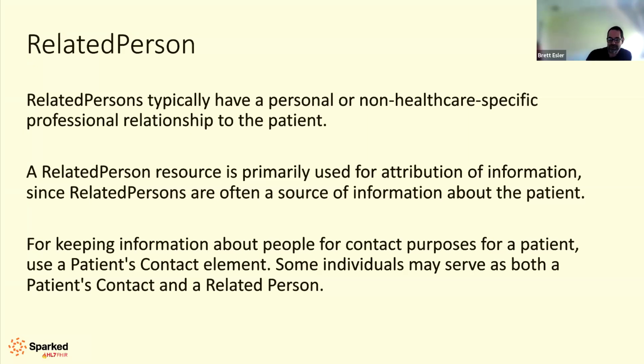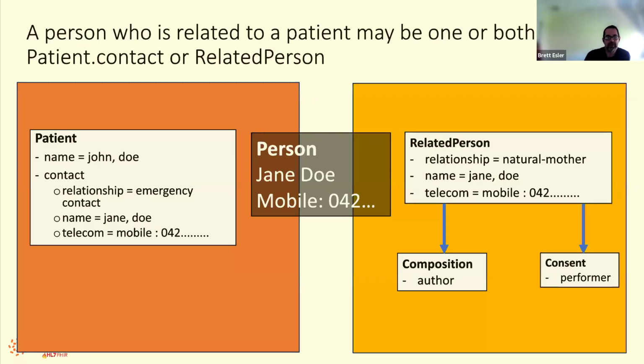Cool. So that's some background from the resource narrative that comes with FHIR. As an example, we've set up how this might pan out conceptually. In this case, there's a person, Jane Doe, who has a mobile phone number. We have the two resource types of interest: patient and related person, and ways that person is referred to.